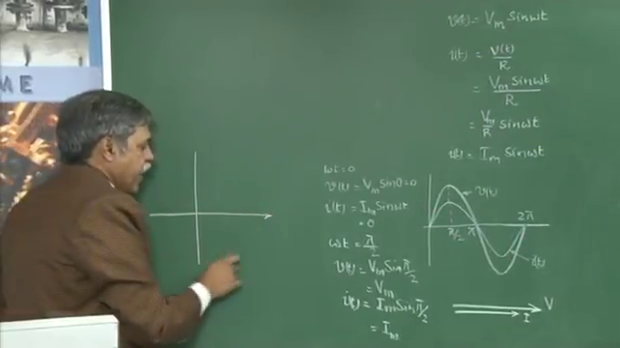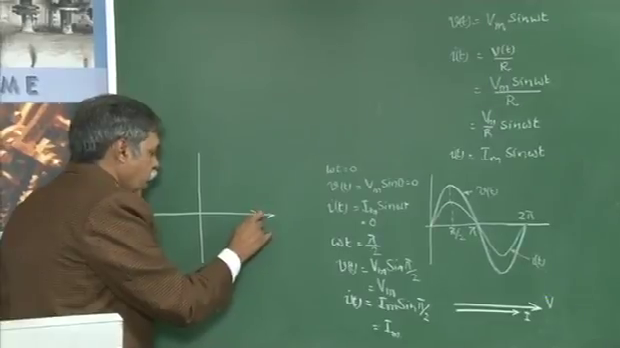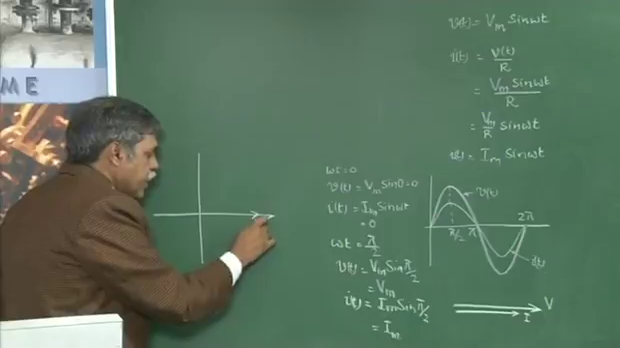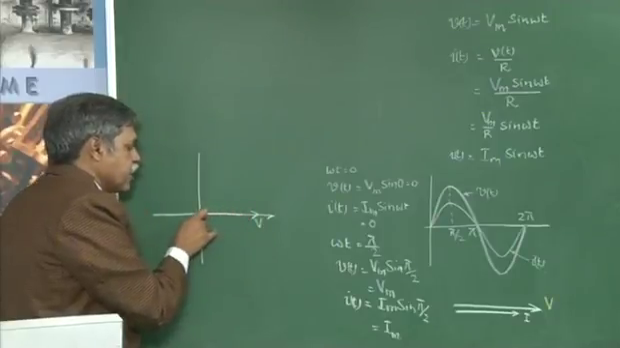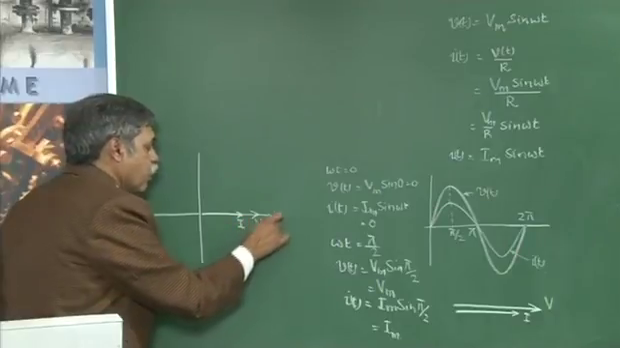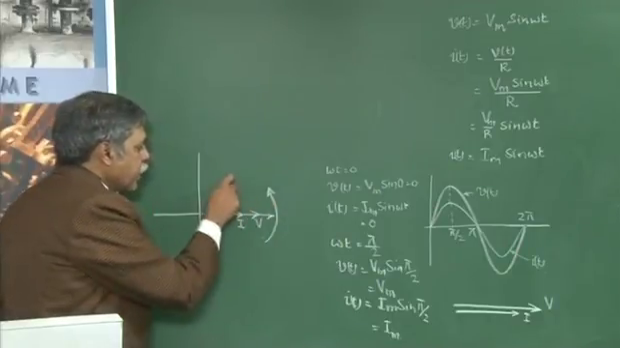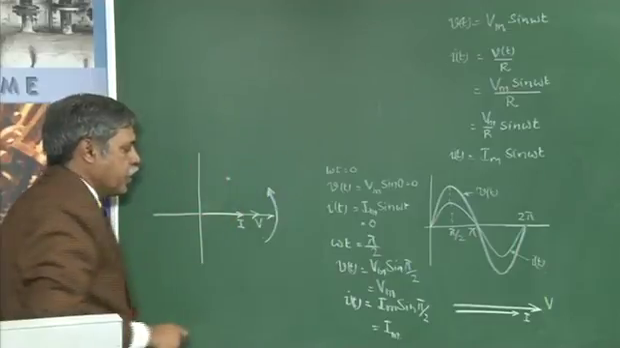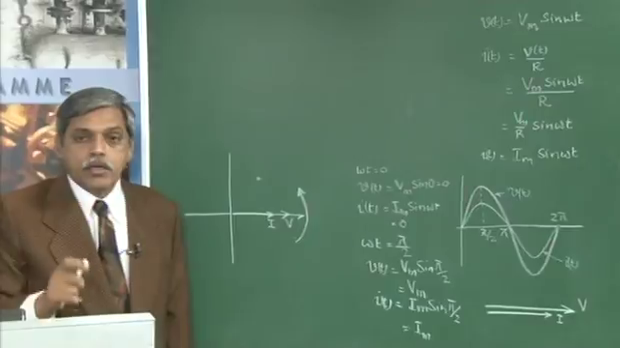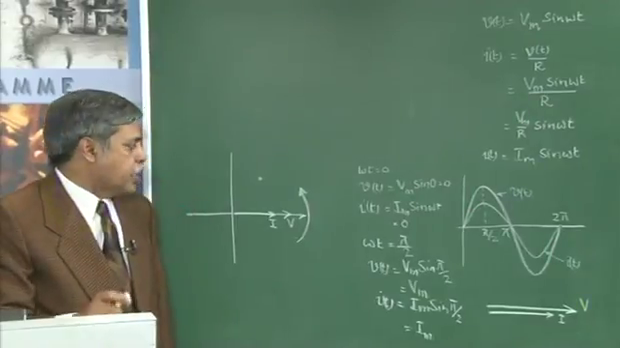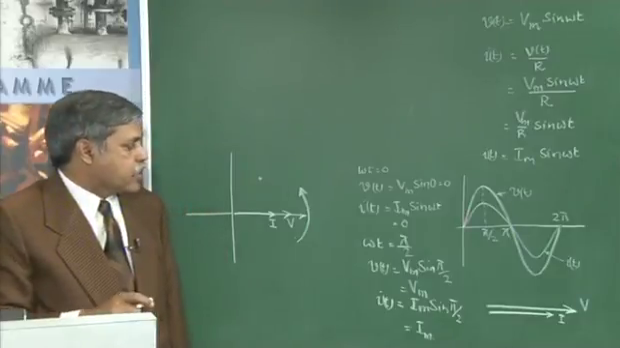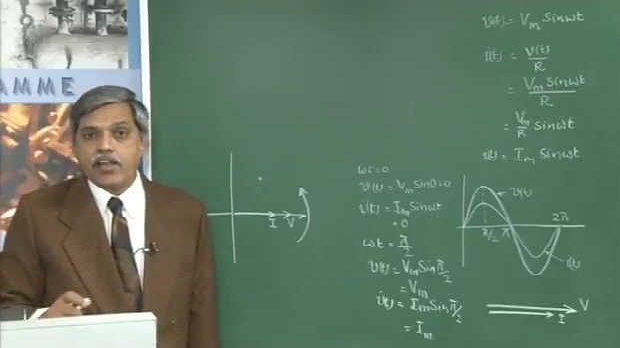This is my reference axis. I have the voltage along the reference axis. When omega t is equal to 0, the current is also along the reference axis. That is why when these two vectors are rotated in the counterclockwise direction, any person standing at one particular point can observe that the voltage and current will be following each other for all instants throughout the rotation. That is why we say in a pure resistor the voltage and current are in phase.